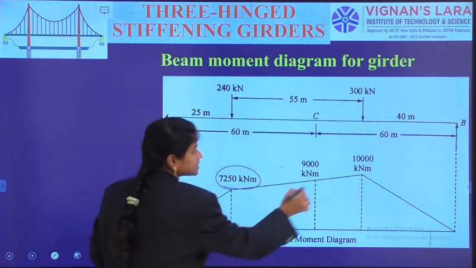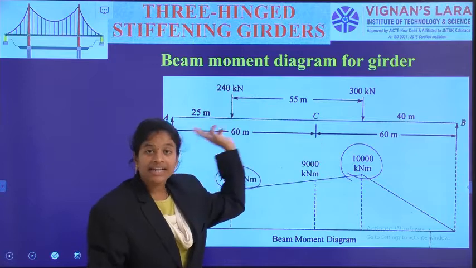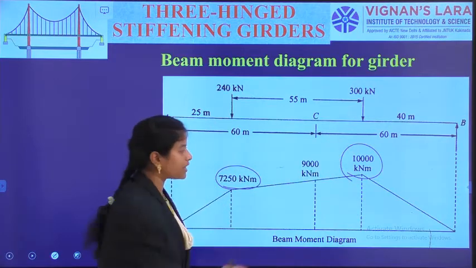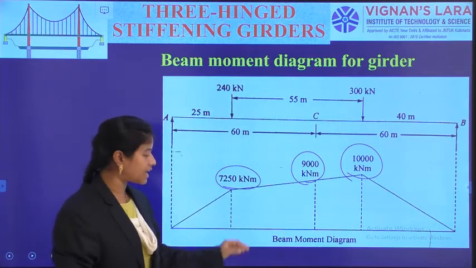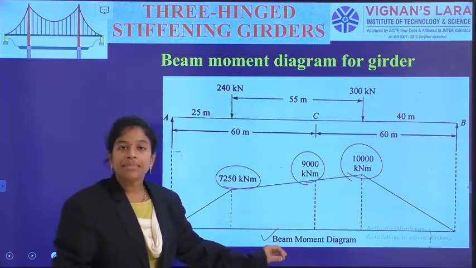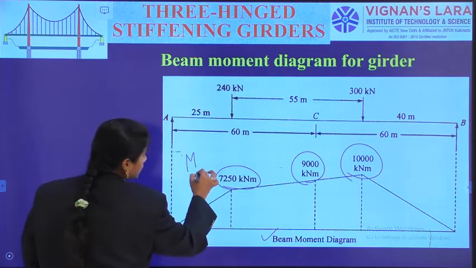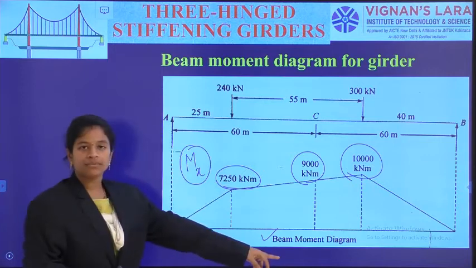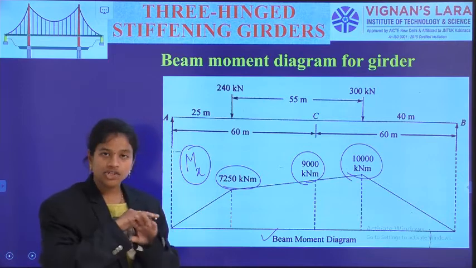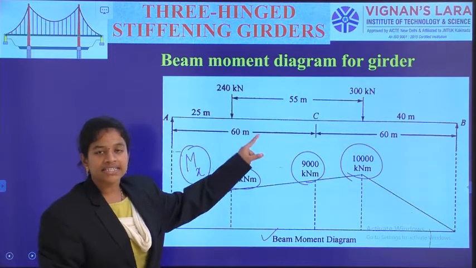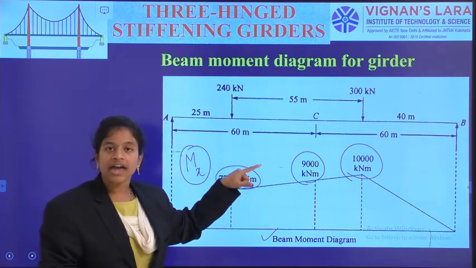So these are the answers we have mentioned. And at the intermediate point, or at the center hinge point, we have got the bending moment as 9,000 kilonewton meter. This is the picture of the bending moment diagram, that is the beam moment diagram. We have given M suffix x, right? So these M suffix x answers are coming from this equation only. This is not the actual bending moment diagram for the stiffening girder. This is only due to the application of external loads, because the girder also has a UDL.